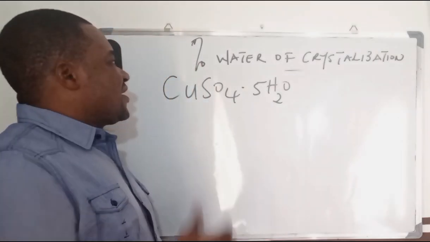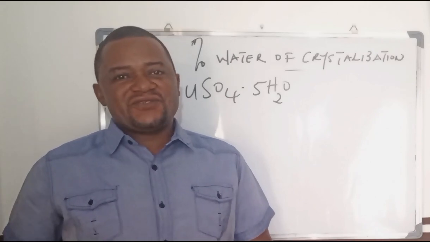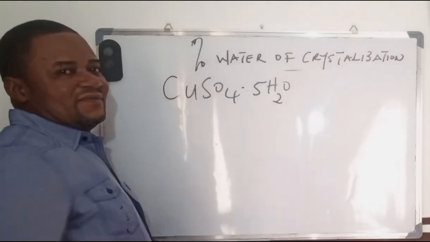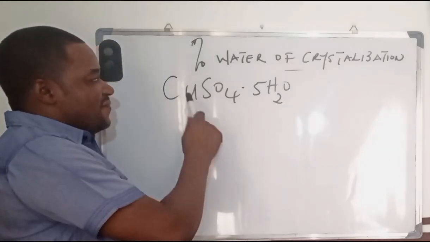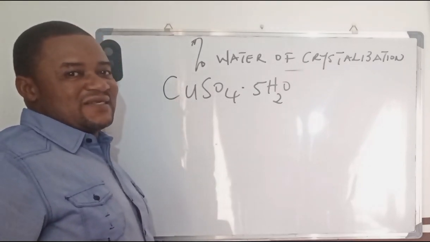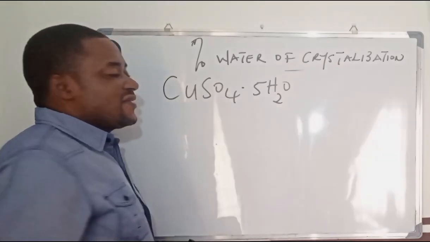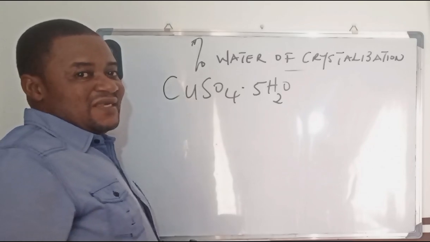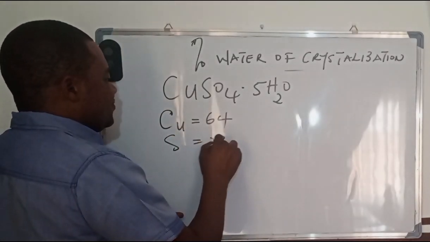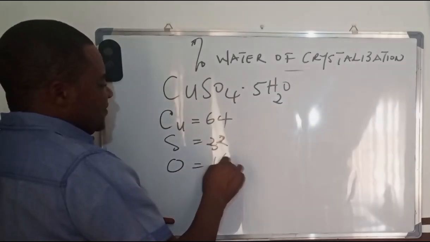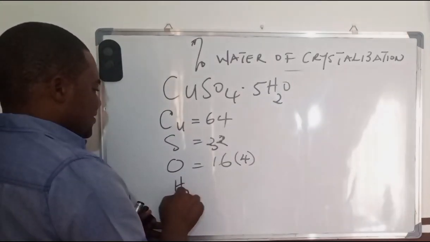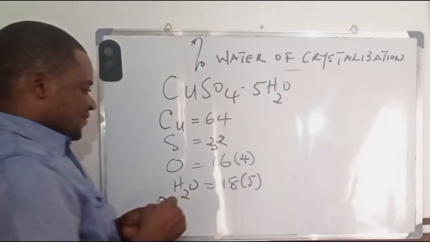Now, let us look at how we can calculate percentage water of crystallization. The first way is in this form. What if we were asked to calculate the percentage water of crystallization in this salt, copper sulfate pentahydrate? You must know the molecular masses of the elements that make up this compound before you can calculate it. First, copper is 64, sulfur is 32, while oxygen is 16, which we have to multiply by 4. And then water, H2O, is 18, which we have to multiply by 5.